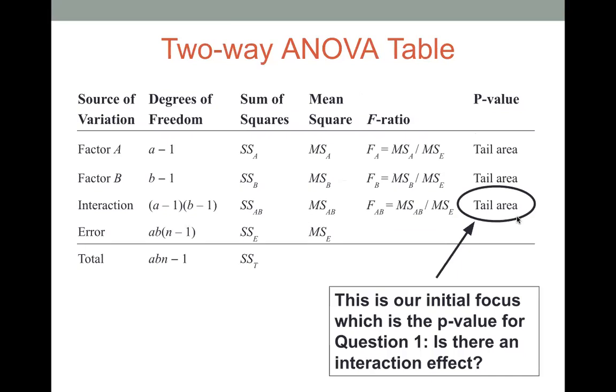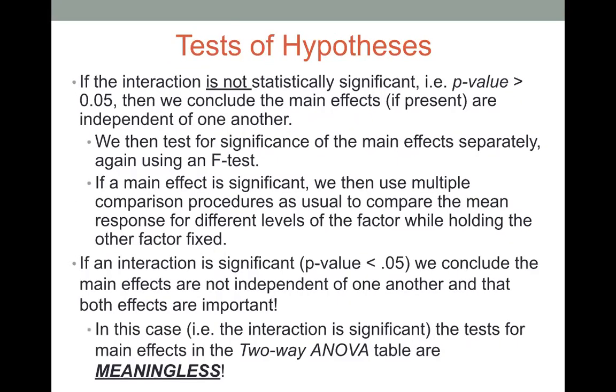This is the ANOVA table, the tail area, the p-value. So the focus here is the p-value. Is there an interaction effect? If the interaction is not statistically significant, the p-value is greater than 0.05, we conclude that the main effects, if present, are independent of one another. So you have to keep in mind the p-value when it is greater than 0.05 with ANOVA.